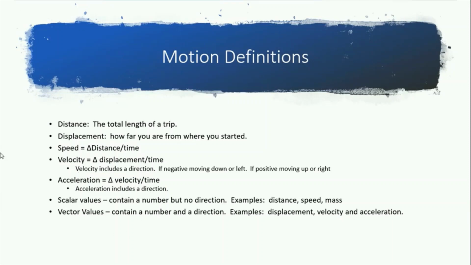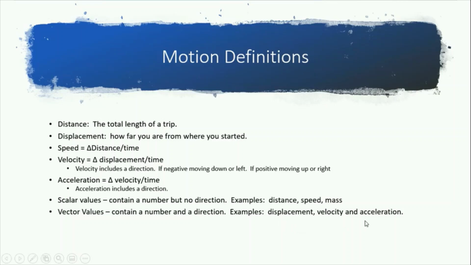The next definition we're going to go over is acceleration. Acceleration is the change in velocity divided by time. You'll notice it still has that little delta, little triangle there in front. That just means change. And then acceleration also includes a direction. And then the final two definitions: scalar values contain a number but no direction. So distance, speed, mass, none of those have a direction to them. Vector values are numbers that also have a direction with them. So an example for that would be displacement, velocity, acceleration.